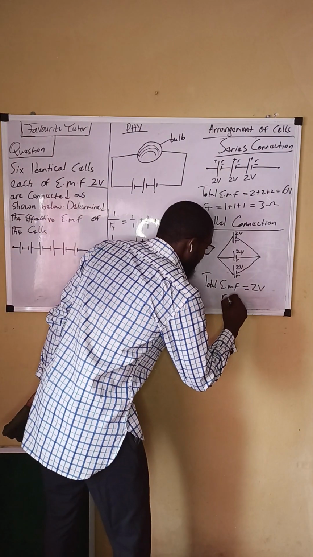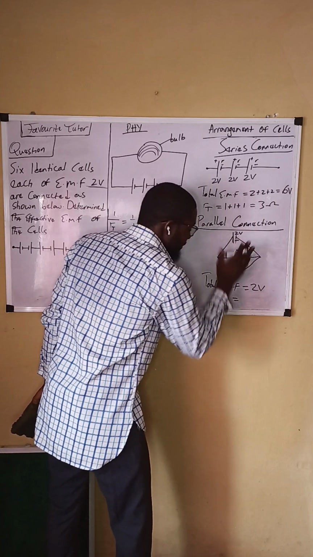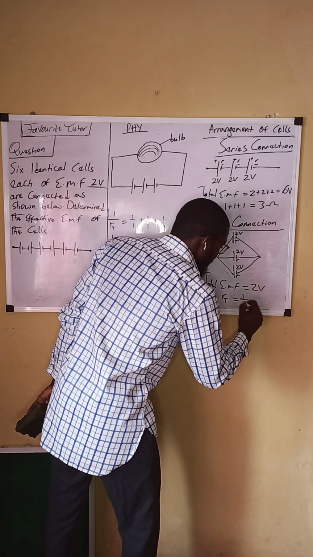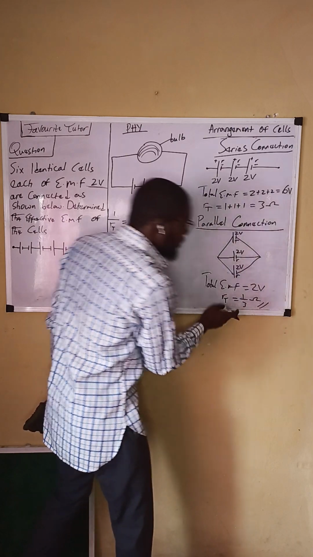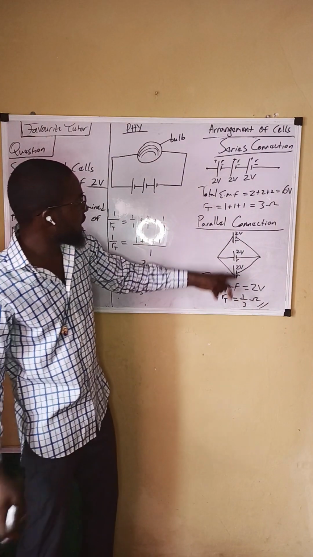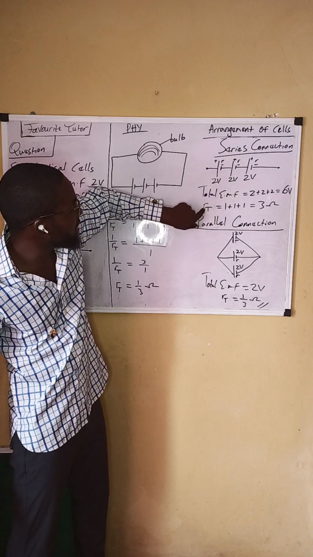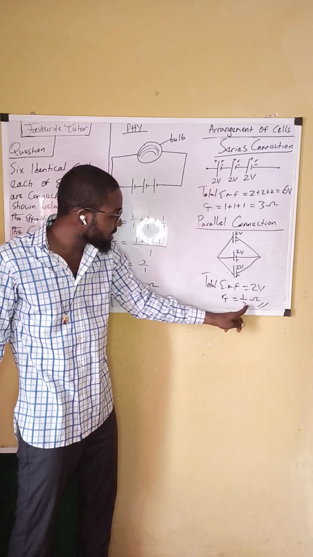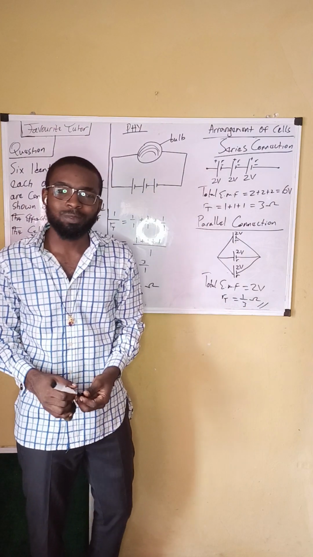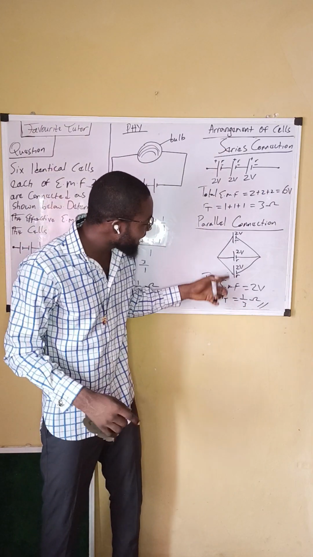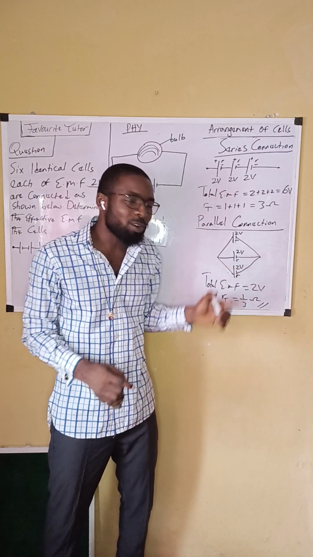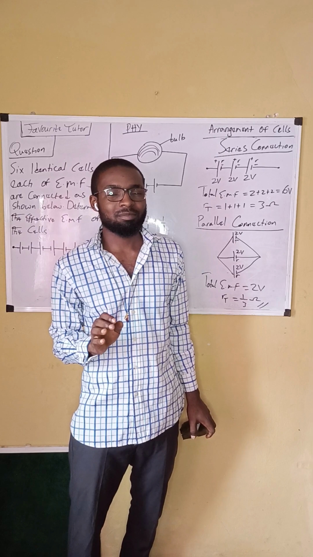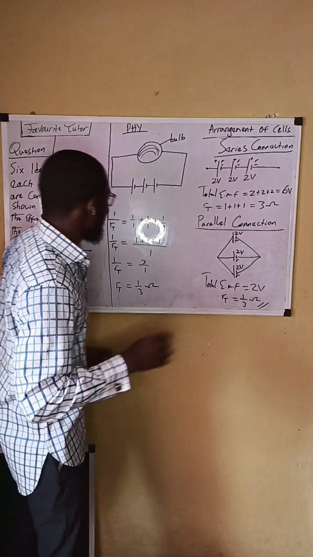So the total internal resistance for this circuit is 1 over 3 ohms. You can see that right here, the total internal resistance is 3 ohms, while right here, the total internal resistance is 1 over 3 ohms. So therefore, the internal resistance for cells connected in parallel is largely reduced. So please take note of that.